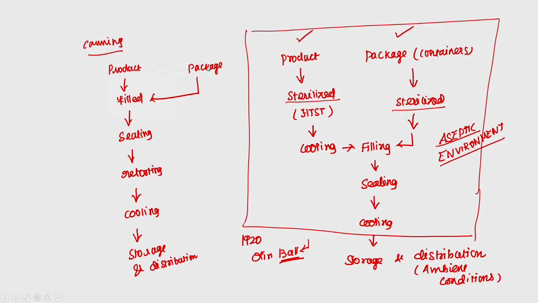What they did at first, without this cooling step: they took the product, which is nothing but a juice, and sterilized it, and the packaging was sterilized separately, then they filled it and then went for the cooling operation. So here there is no cooling; after sealing it directly goes to storage. Then this cooling was applied when the aseptic process was started in the early 1920s.